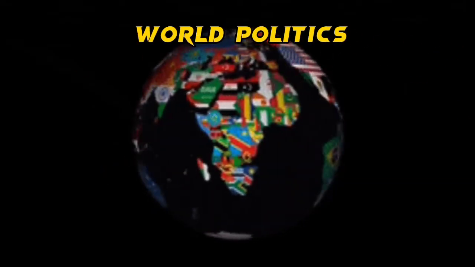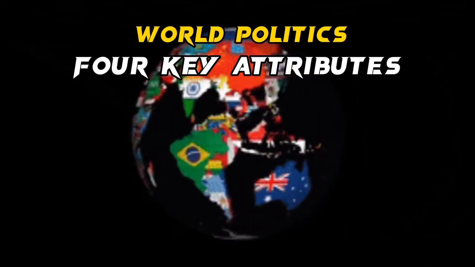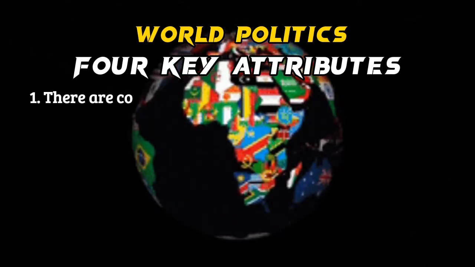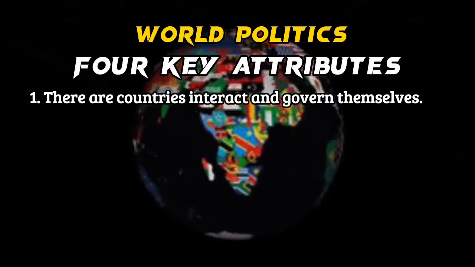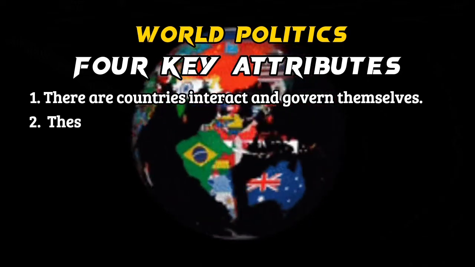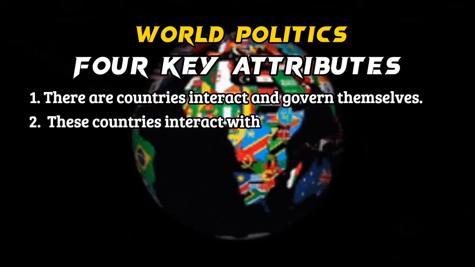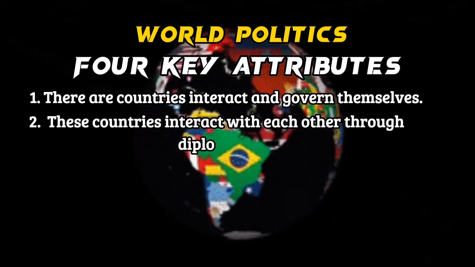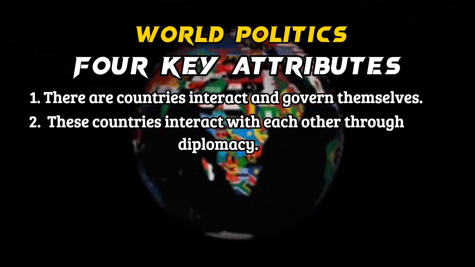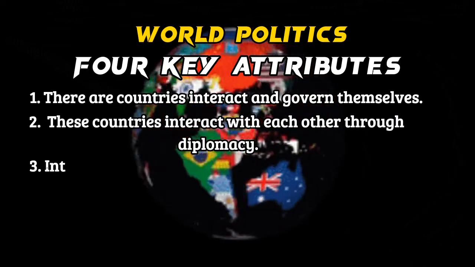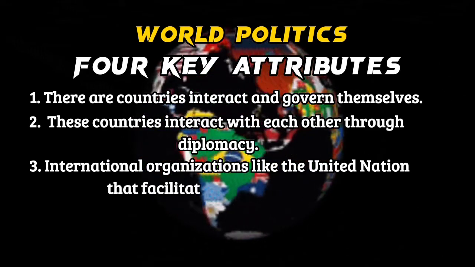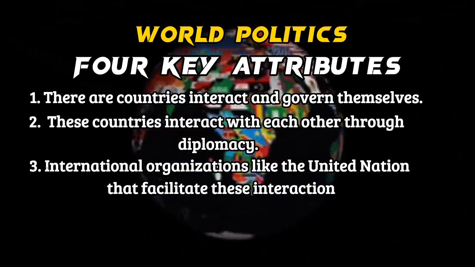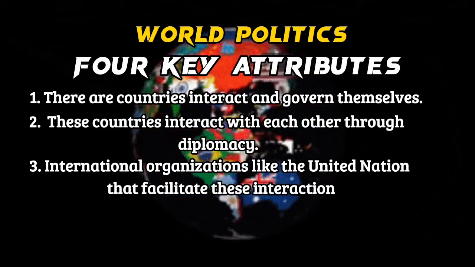The attributes of today's global system. Our world politics today has 4 key attributes. First, countries interact and govern themselves. 2, these countries interact with each other through diplomacy. 3, international organizations like the UN, or the United Nations, facilitate this interaction.